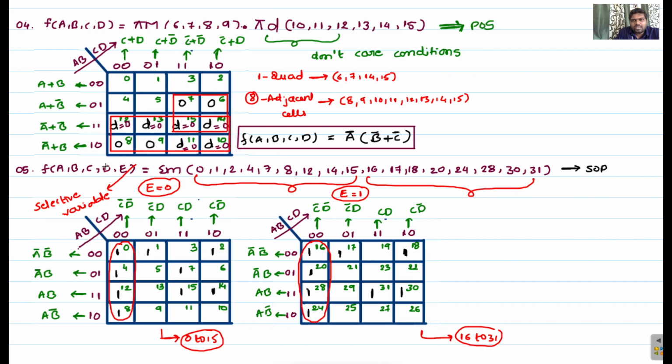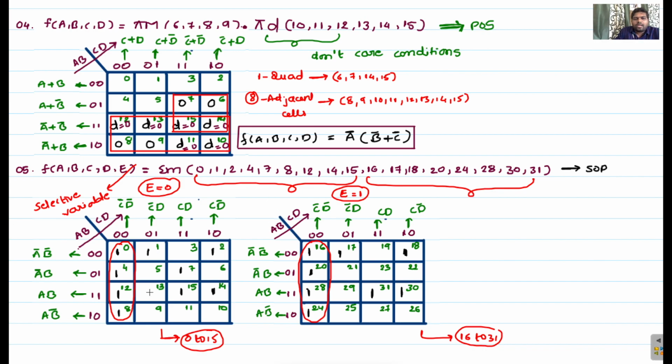For example, if you consider D as the selective variable, you can put D equal to 0 here, and D equal to 1 here. That means when D equals 0, you select this particular K map. If D equals 1, you select this particular K map, and the rest of the variables, A, B, C, E, you can indicate in this position, right? A, B, C, E and A, B, C, E. But in this problem, I will assign E as the selective variable, so when E equals 0, I can choose this K map. When E equals 1, I will choose this particular K map, and the rest of the variables I can indicate here, A, B, C, D, A, B, C, D.